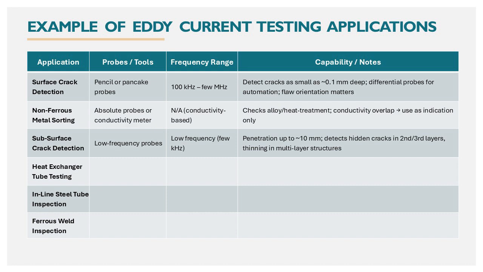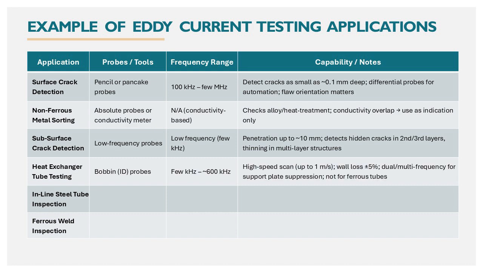For eddy current testing applied to subsurface crack detection, recommended probes or tools are low-frequency probes. Frequency range is low frequency. Its capability is penetration up to 10 mm. It is used to detect hidden cracks in second or third layers, and thinning in multi-layer structures.